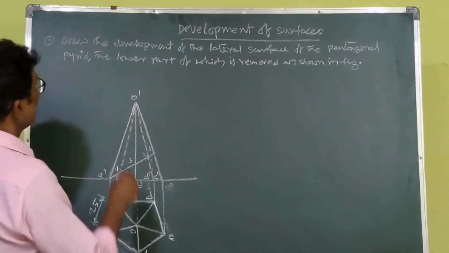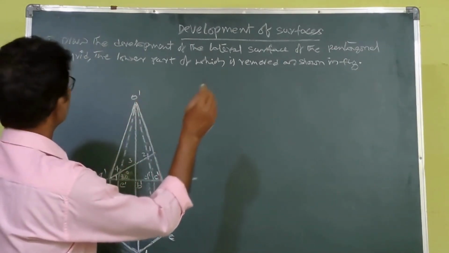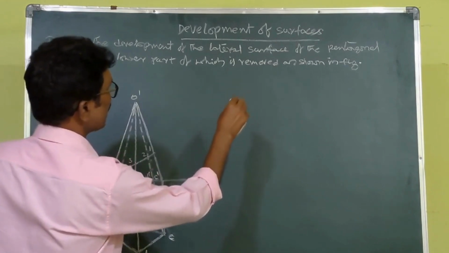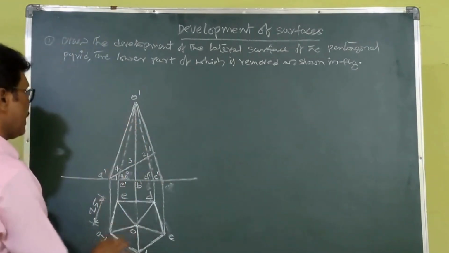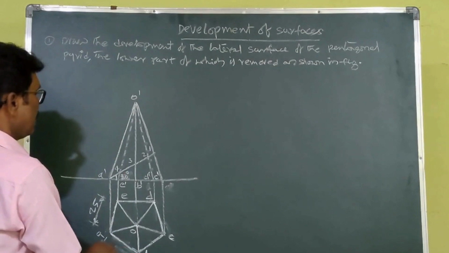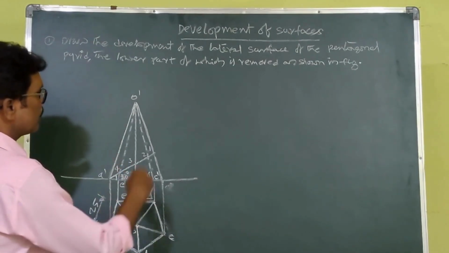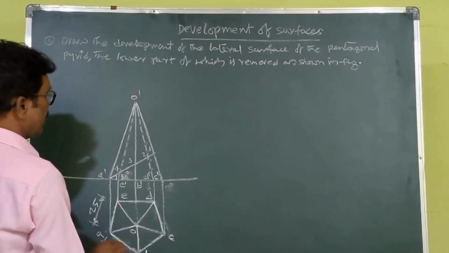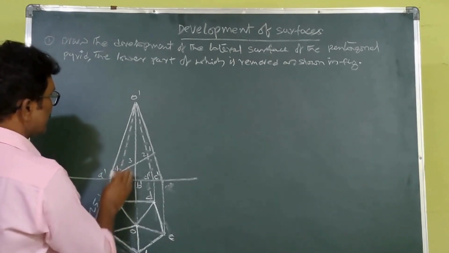Okay, this is the problem: draw the development of the lateral surface of the pentagonal pyramid, the lower part of which is removed as shown in the figure. Of course, the figure is given. So from this we have to develop the surface. This is the top portion.